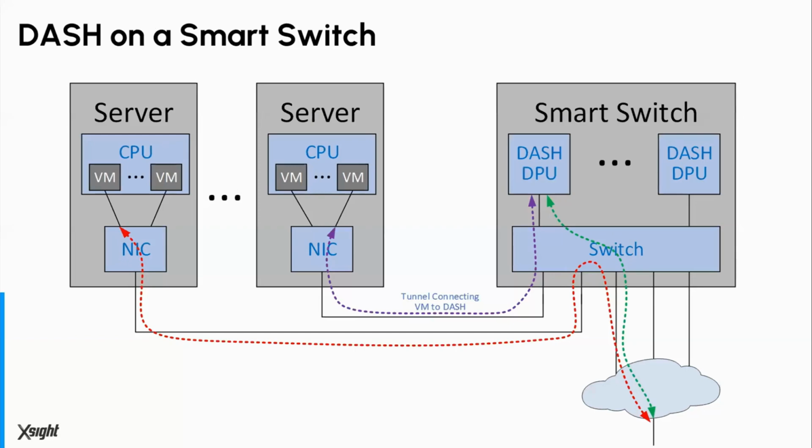Here's an example of Dash on a smart switch. So first I'll say that the Dash data plane could actually run in many different places. It could run on the host itself. It can run on the NIC in the host. It could run on an appliance. It could run in a smart switch. And there's some particular value when it's actually not running on the host. Let me talk about that a bit.